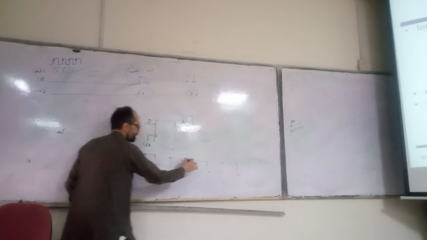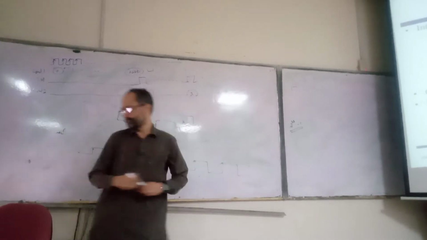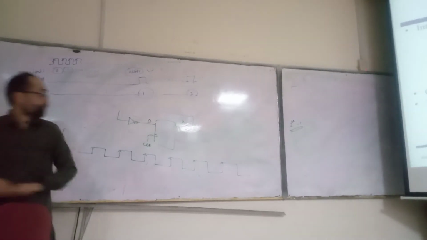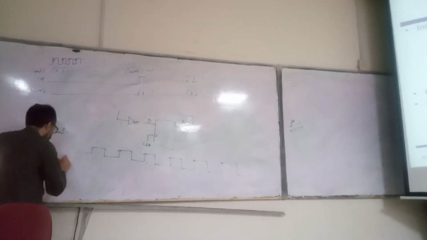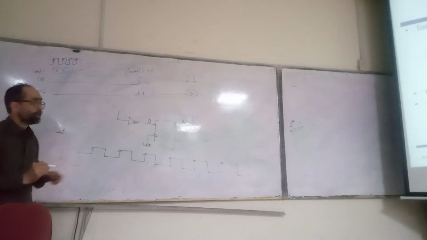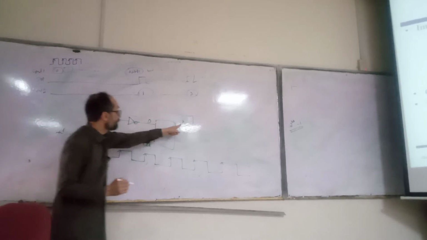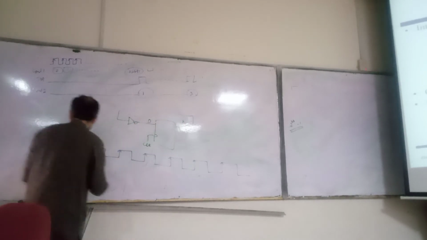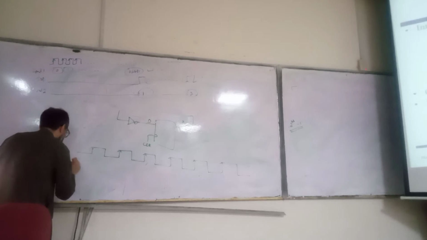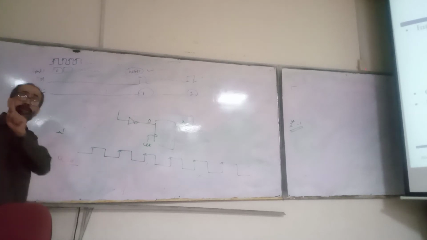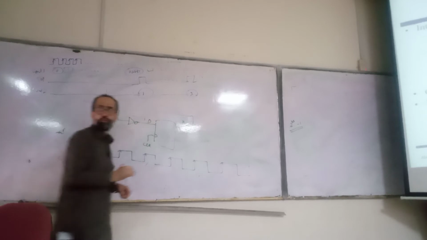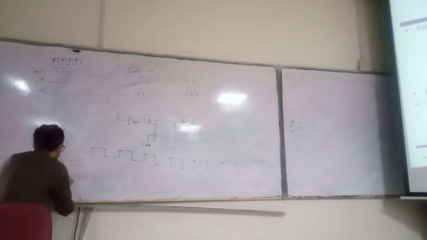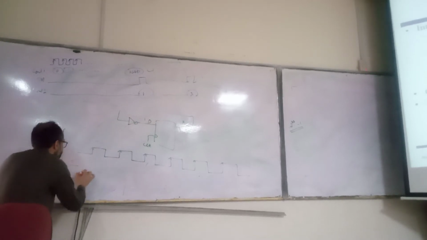Let's assume this flip-flop operates on the rising edge of the clock. Initially we assume that the value of Q is 0. When Q is 0, what will be the value of D? D will be 1. So Q is 0, D is 1.